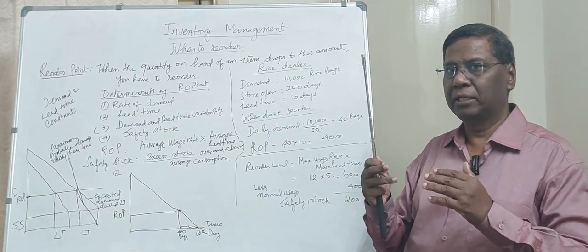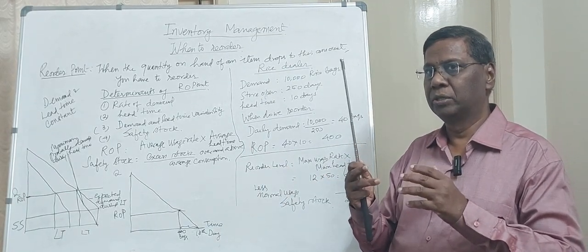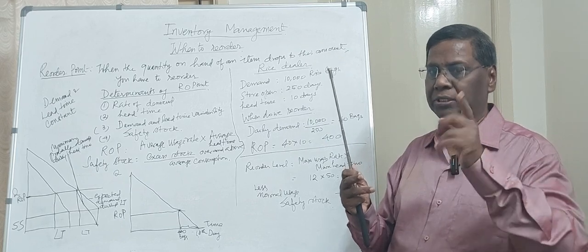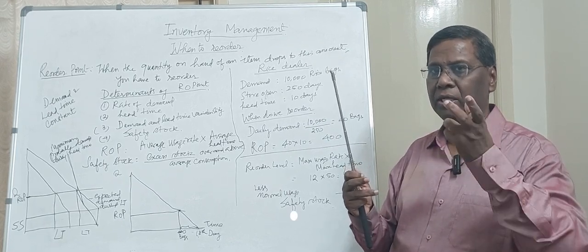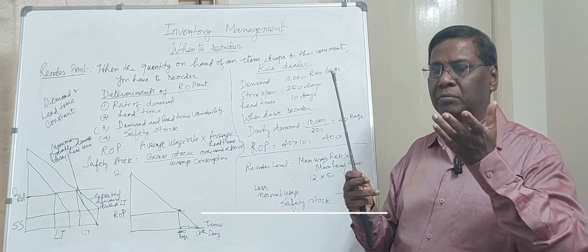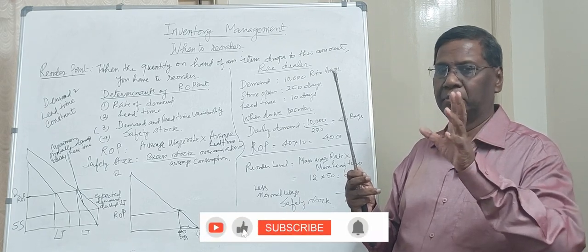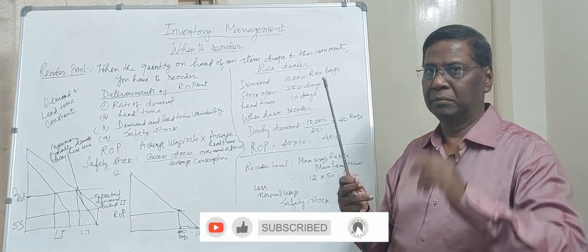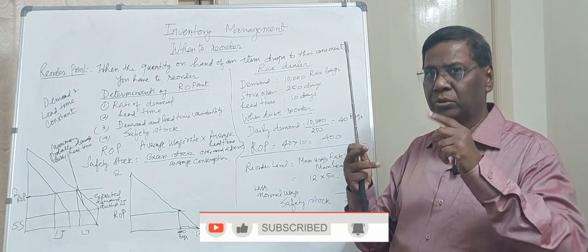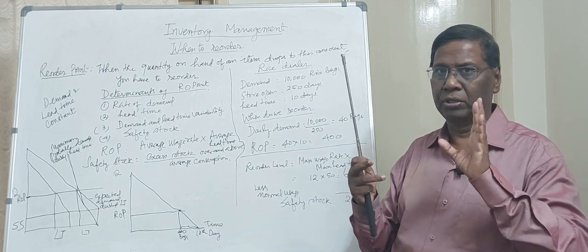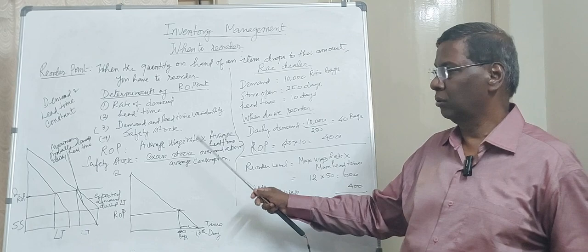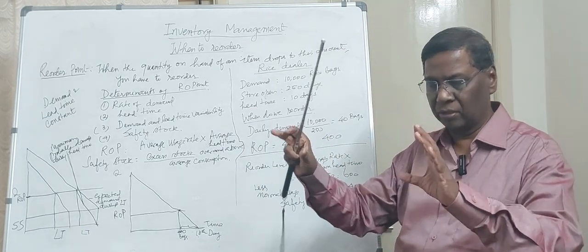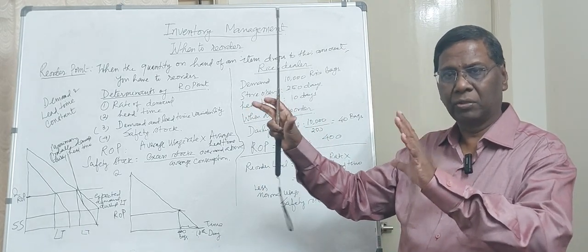Reorder point means actually reorder level. I already told you the formula: my reorder level is maximum usage multiplied by maximum lead time. You will get the maximum, and I already emphasized that this includes safety stock also. In this case, safety stock is always there.